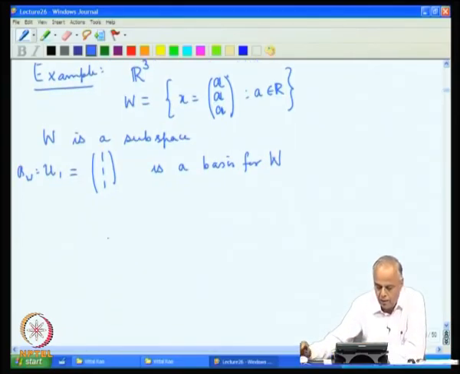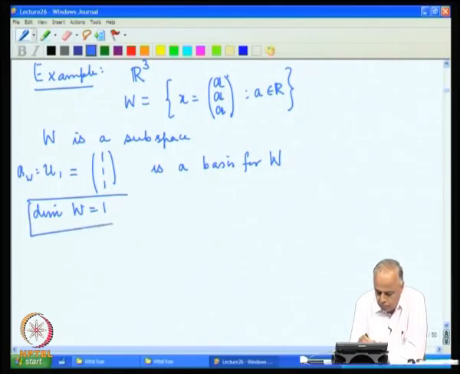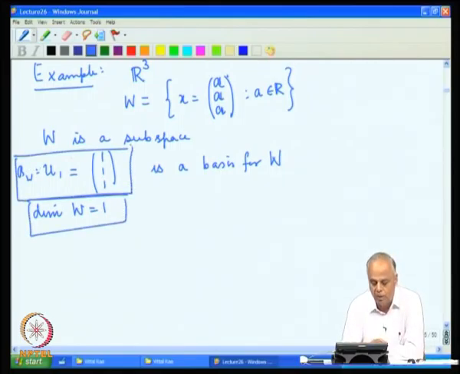Now, what do we get immediately out of this? The dimension of W is equal to 1, because there is only one vector in the basis.